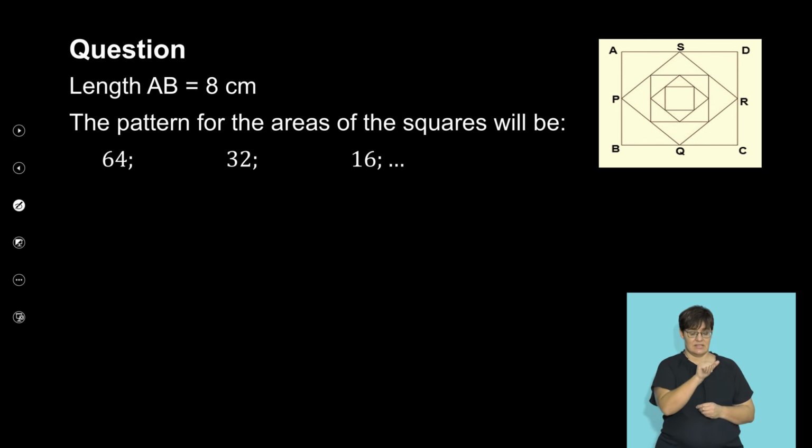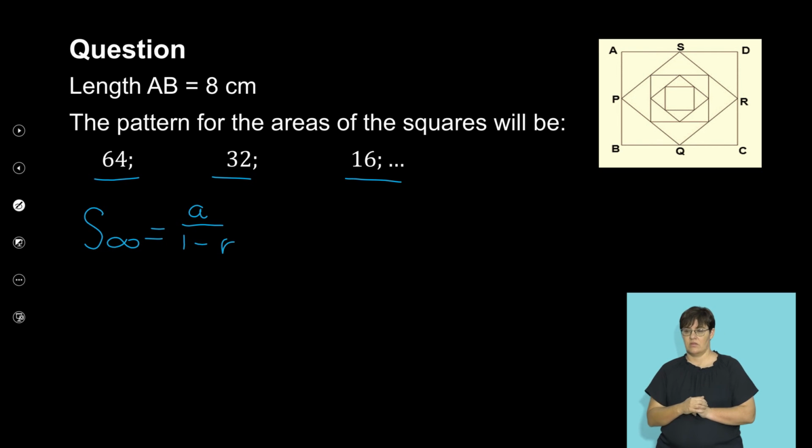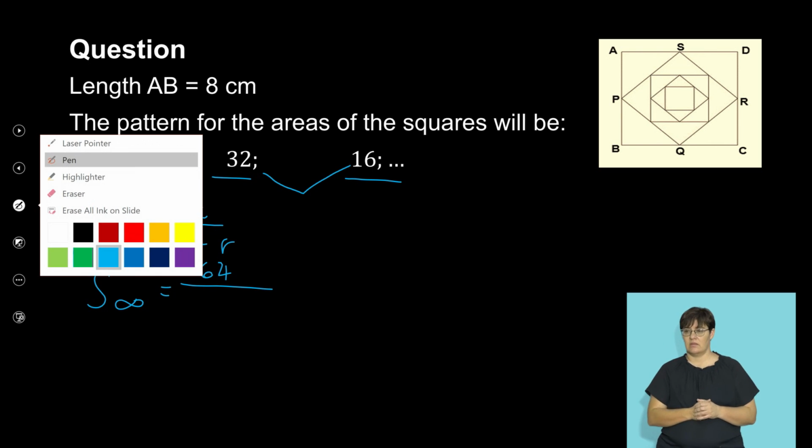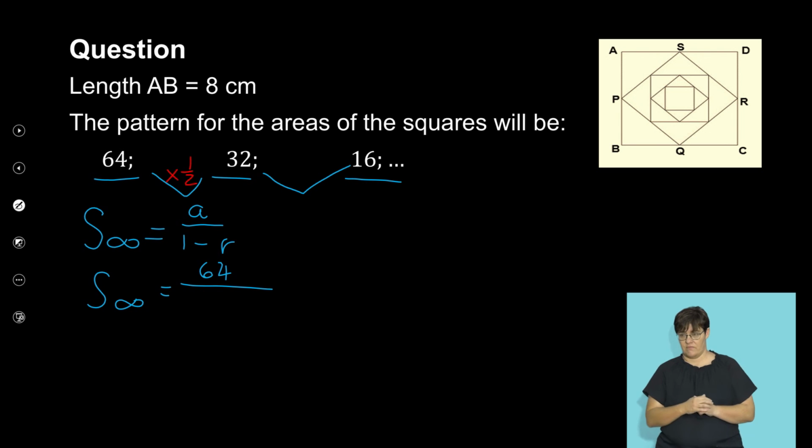So because I now have the first term, the second term, if you were to find the area of the square within PQRS, you would see that it has an area of 16 centimeters squared. So I can actually see that I've got my pattern, so I can substitute in to the sum to infinity. My A is equal to 64. My ratio between each of these, hopefully everyone will agree with me, is times by a half, because 32 is half of 64 and 16 is half of 32. You can also use your R is equal to T2 over T1 to find this.